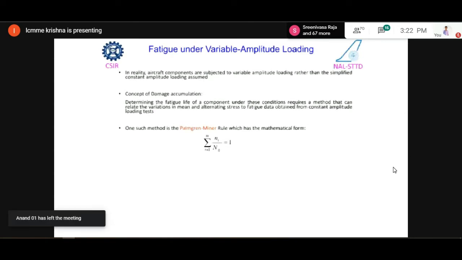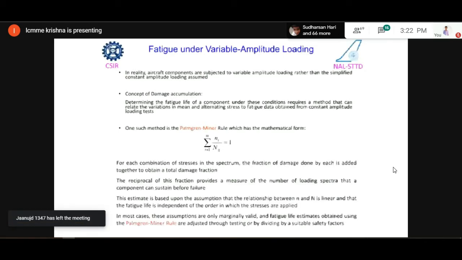The Palmgren-Miner rule, in mathematical form, is given by the summation from 1 to m of n_i over N_fi, where n_i is the number of load cycles, N_fi is the number of cycles to failure, and n_i is the number of load amplitudes applied in a given situation. If the summation equals 1, then we say that the failure has happened. It should be within 1.